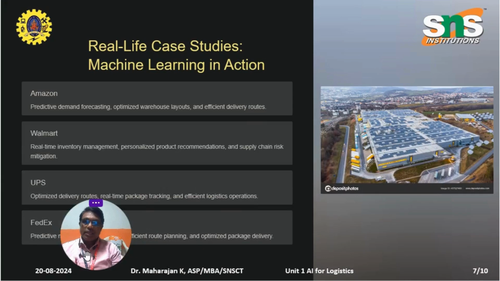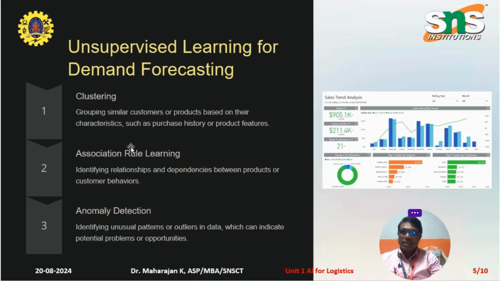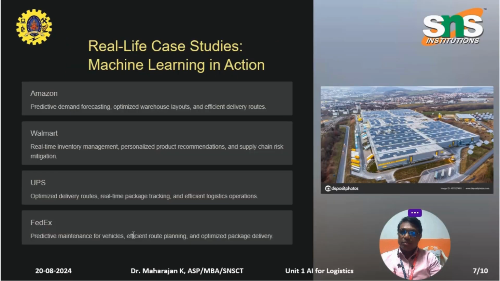Now real life cases, where I told you these things are used. Let us say Amazon, you must be familiar with it. When you purchase something, you may be given suggestions: customers who purchased this also purchased. That is clustering or association rule mining, based on this only that is done. Now we see the practical applications, how they are done. Then Walmart also, UPS, FedEx, all these companies are using artificial intelligence for doing better business.